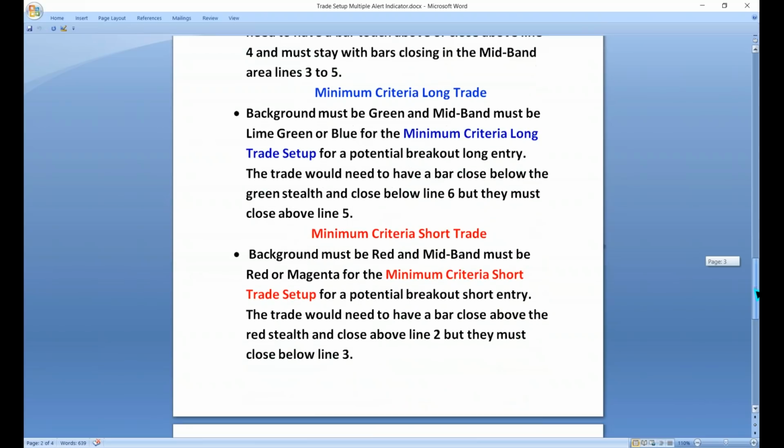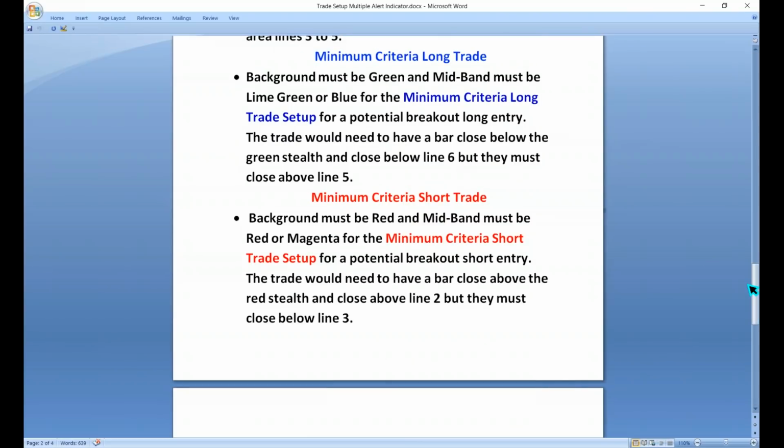All right, minimum criteria long trade. Now, this is a trade that I think a lot of people miss, okay, because you're kind of afraid that it's going to retrace more against you and things like that.